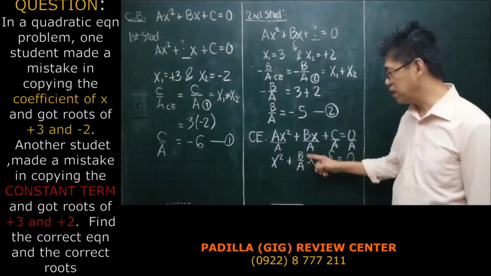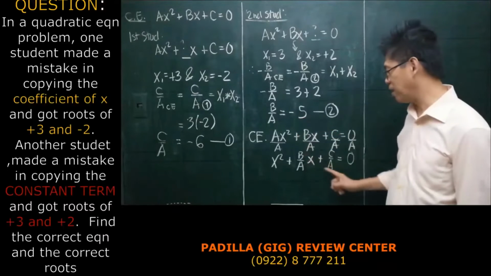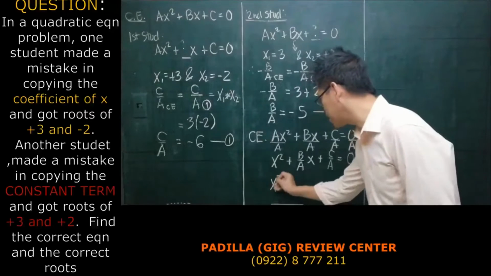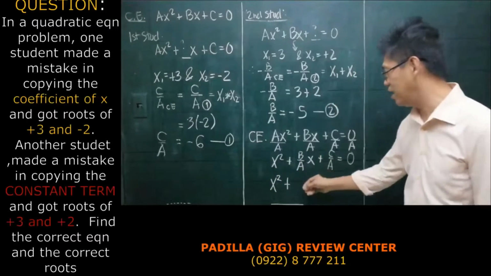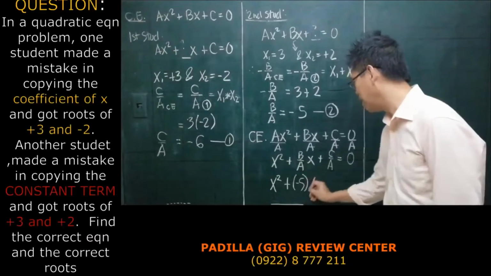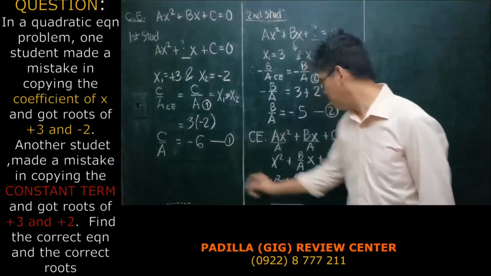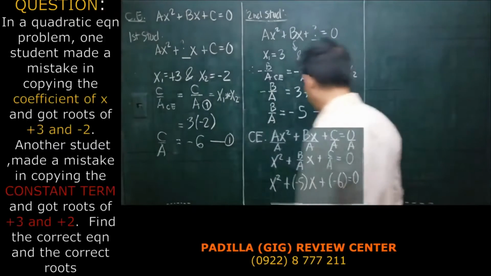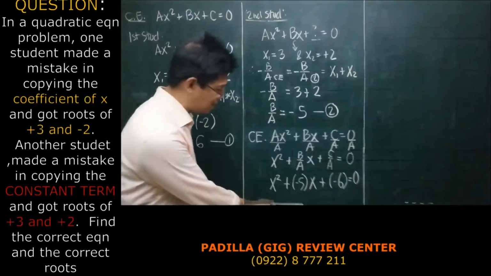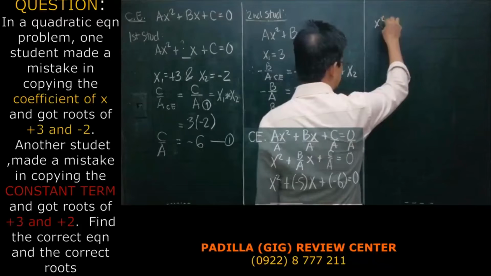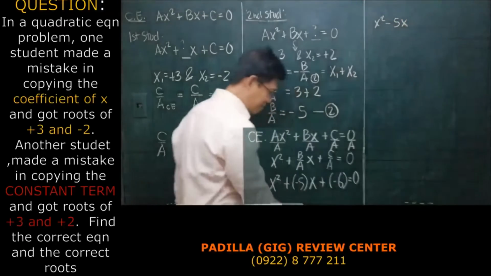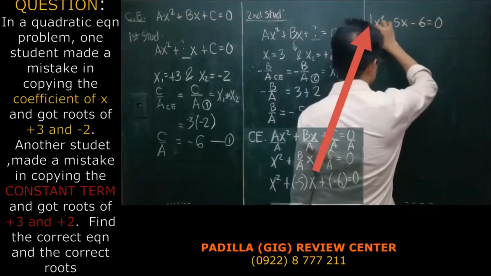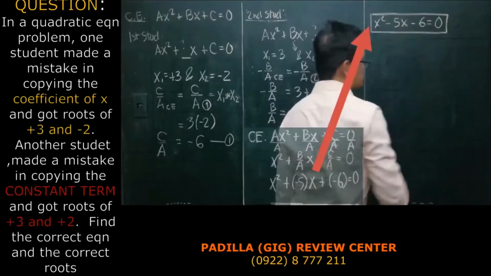I know the value of this, b over a is minus 5. I know c over a is minus 6. So I therefore have x squared plus b over a, which is minus 5, x plus c over a, minus 6 equals 0. So therefore, the correct equation is x squared minus 5x minus 6 equals 0. This is your correct equation.